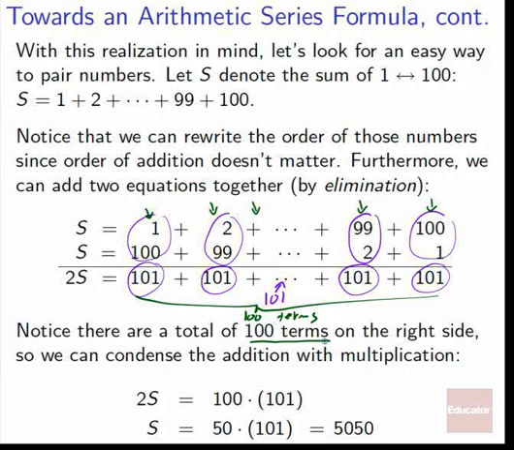If we've got the same number appearing 100 times, we can just condense that with multiplication, right? We can condense all that addition with multiplication. 3 plus 3 plus 3 plus 3 is the same thing as 4 times 3. So if we've got 101 appearing 100 times, then we can turn that into 100 times 101. Our left side is still just 2S, so we've got 2S equals 100 times 101.